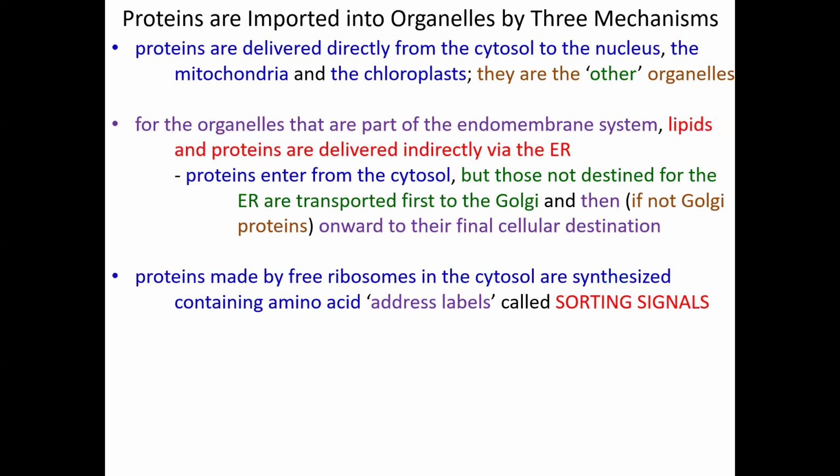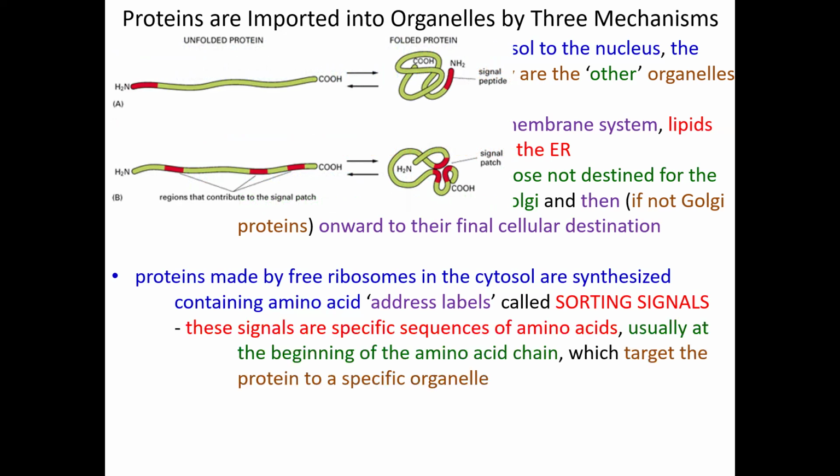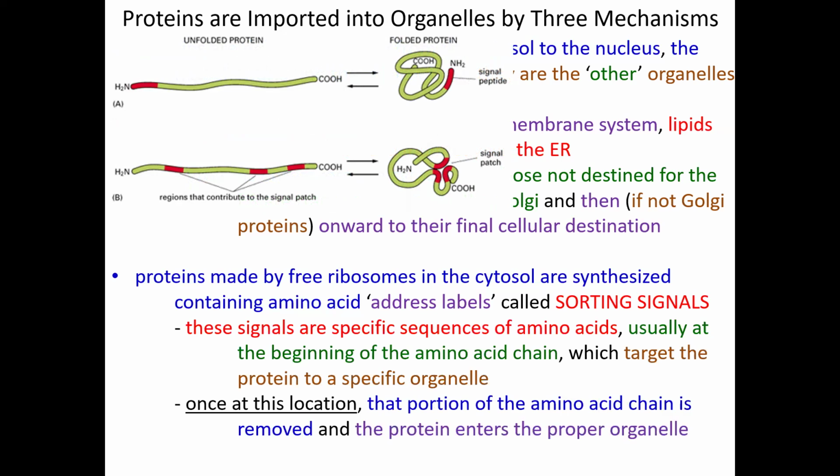Proteins made by free ribosomes in the cytosol, regardless of their destination, are going to be synthesized to contain a specific sequence of amino acids called a sorting signal or a signaling sequence. We can use those two terms interchangeably. A sorting signal is, again, a specific sequence of amino acids, usually on the beginning, the amino terminal end of the protein, but sometimes found embedded in the protein. And these sorting signals, these signal sequences, are the address label for that protein. It targets that protein to its destination.